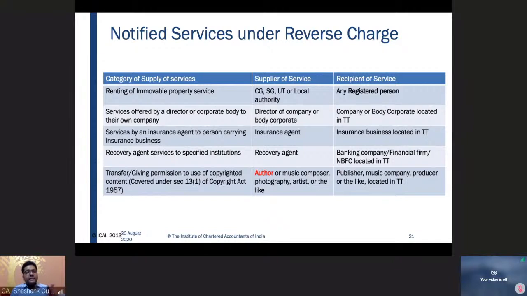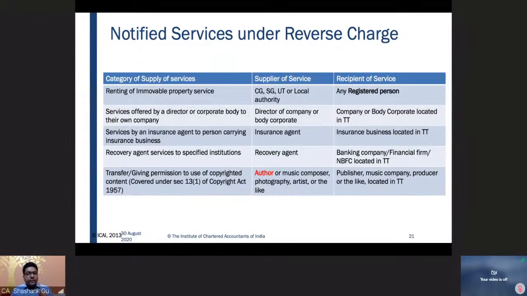Next, services offered by a director to their own company. So, when a director is providing services, basically sitting fees paid to a director, any commission paid to a director. Please note, there are two kinds of directors. One is a director who is not in full-time employment in the company. He only is on the board of directors, and whatever services he provides or sitting fees is paid to him, on that the company is liable to pay the applicable GST under reverse charge.